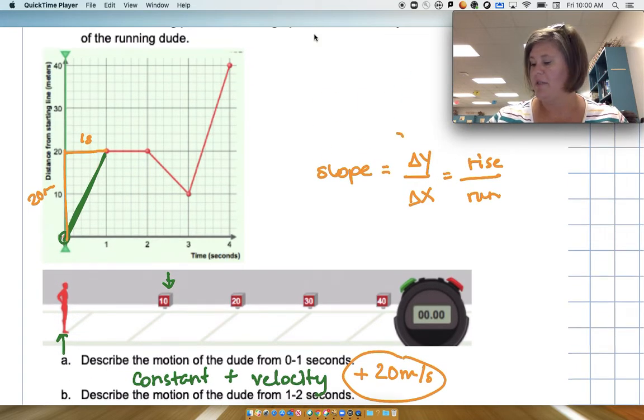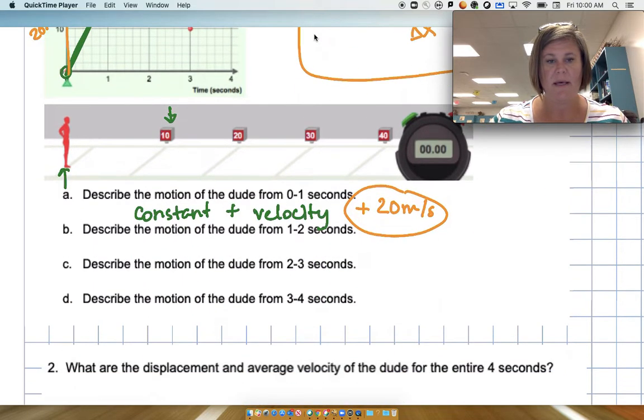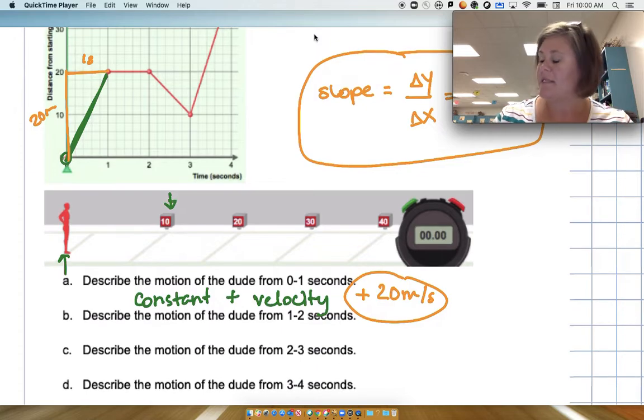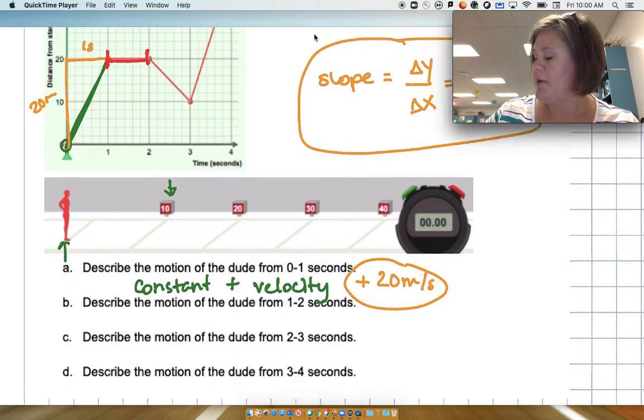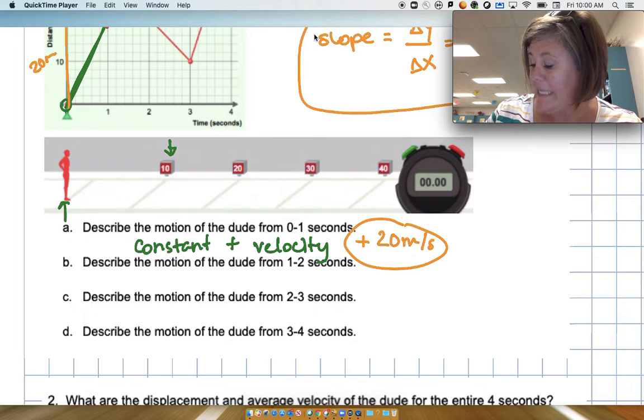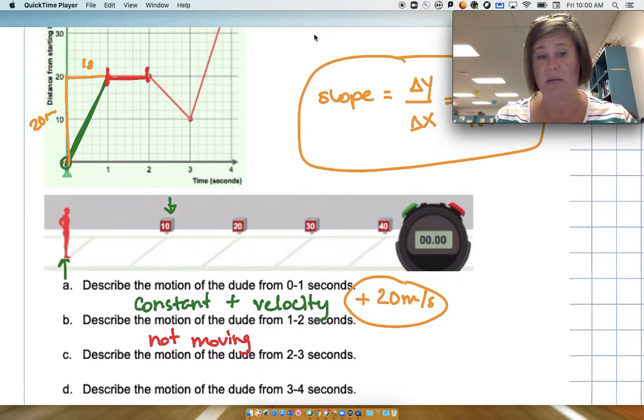There's that equation. My picture kind of covered it up. 1 to 2 seconds. Okay, well, if we look at 1 to 2 seconds, from here to here, this part right here, you can see that there's 0 slope. 0 slope means that the object is not moving for that second. Okay, 0 slope, 0 velocity, right?